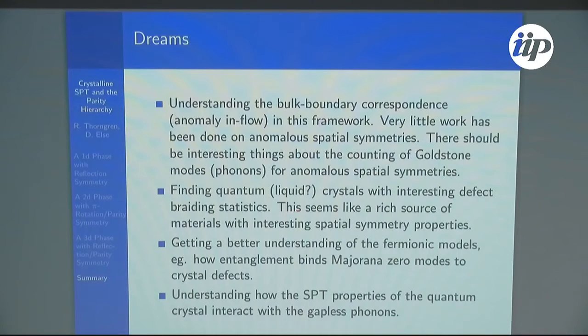Then another thing is, we know how to, at least in the ground state wave function, make something which binds interesting fractional charges or Majoranas to crystal defects. And this might be fun in liquid crystals where the crystal defects can move around.